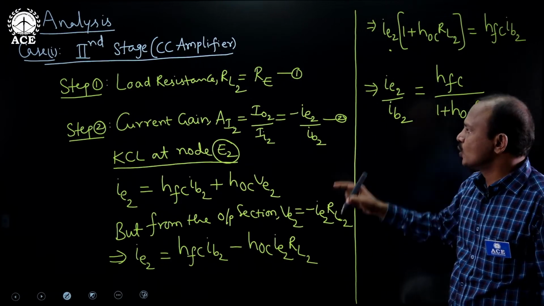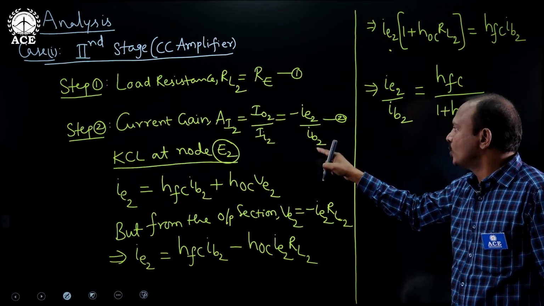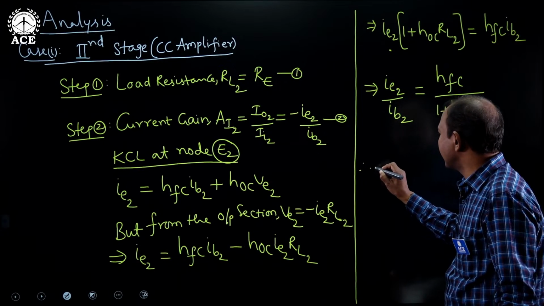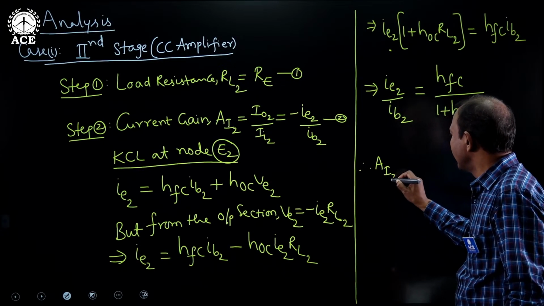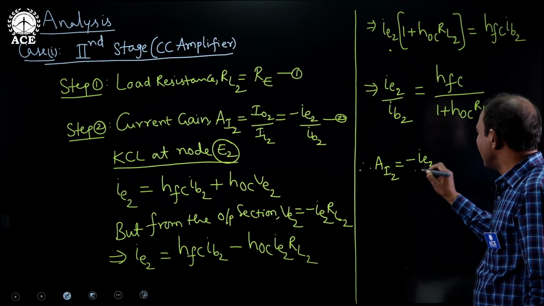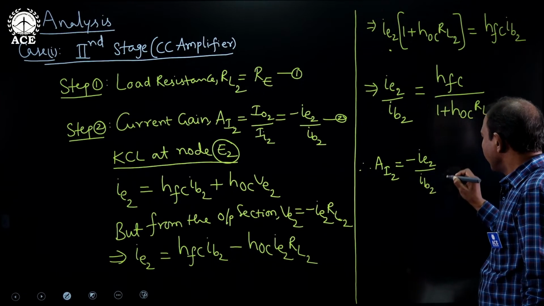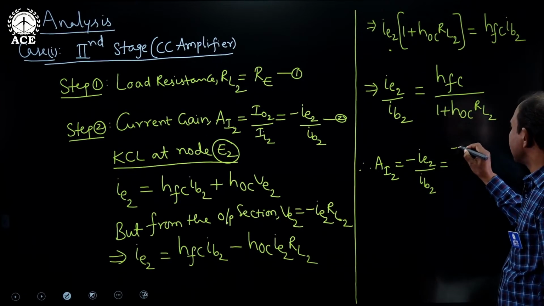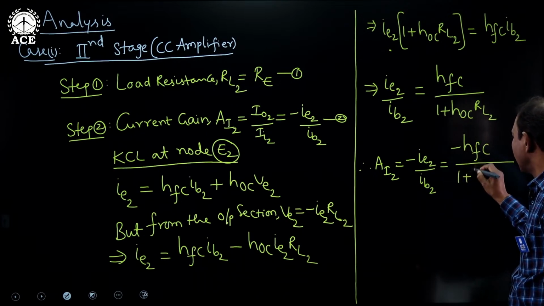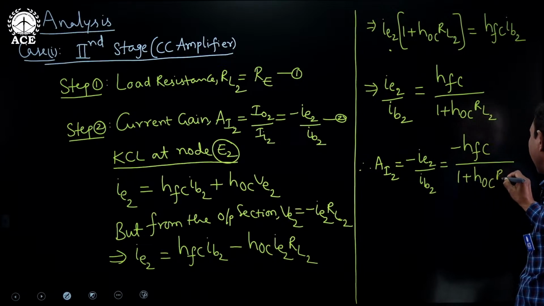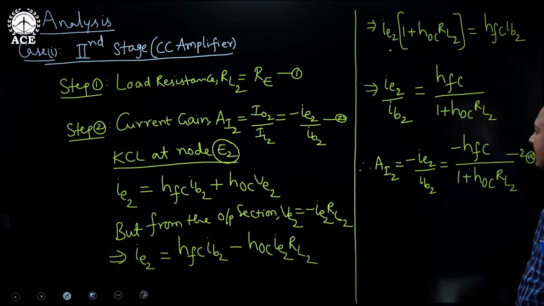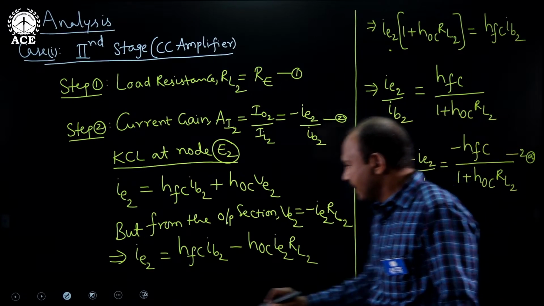But if you look at equation 2, current gain is not IE2 by IB2, it is in fact minus IE2 by IB2. Therefore, we can write the equation for current gain as AI2 equal to minus IE2 by IB2 equal to minus HFC by 1 plus HOC RL2. This is the equation for current gain.